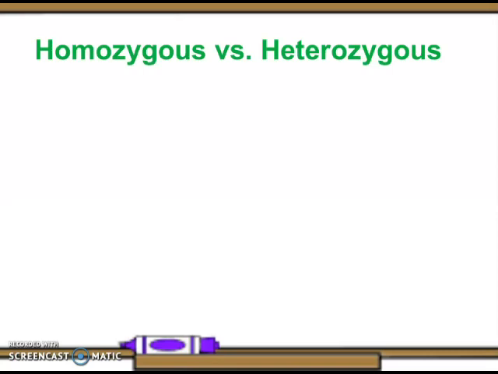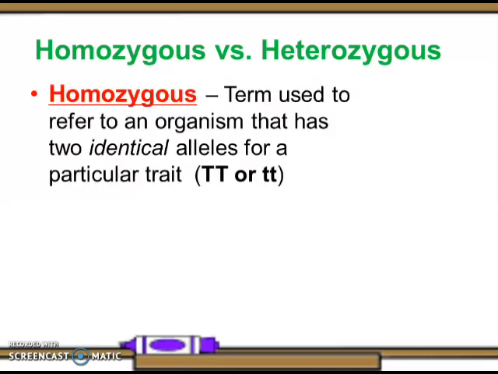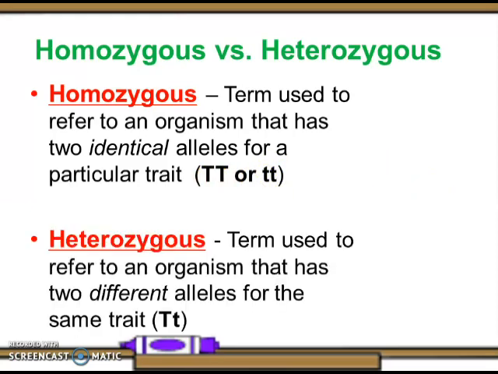Now let's look at homozygous and heterozygous. Homozygous is a term used to refer to an organism that has two identical alleles for a particular trait. For example, two big T's or two small t's. And heterozygous is a term used to refer to an organism that has two different alleles for the same trait. For example, big T, small t.